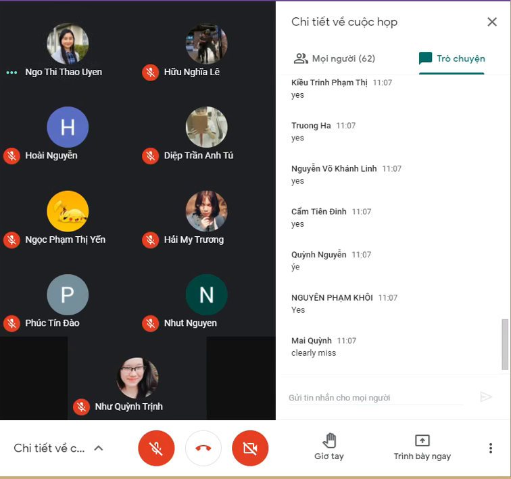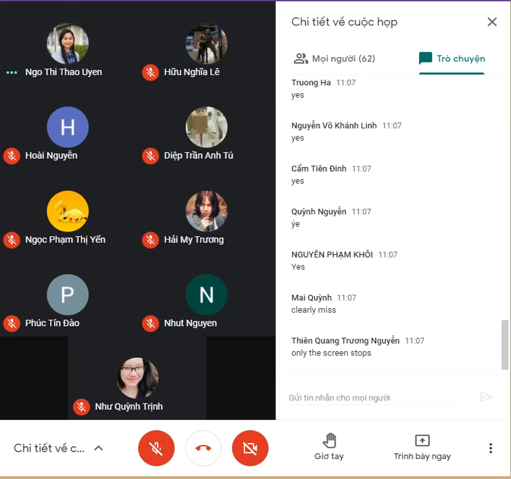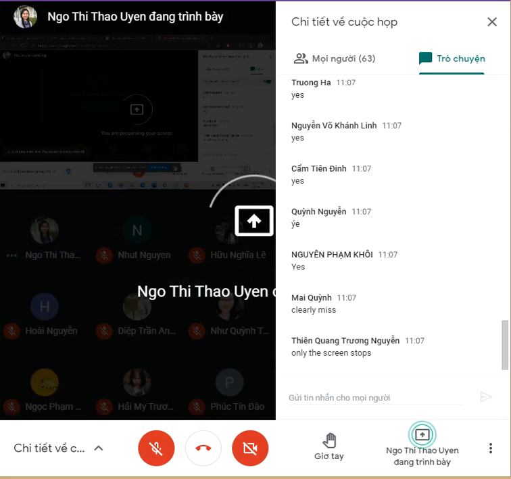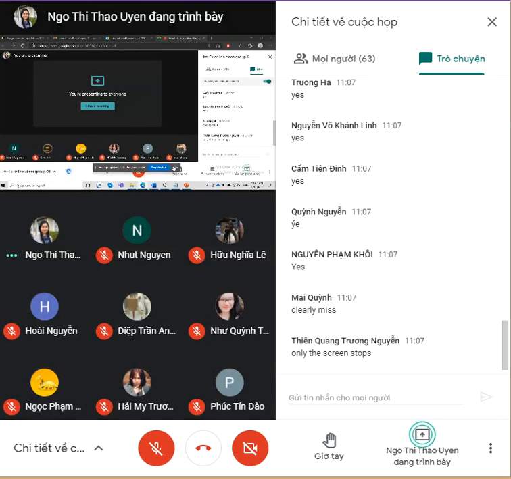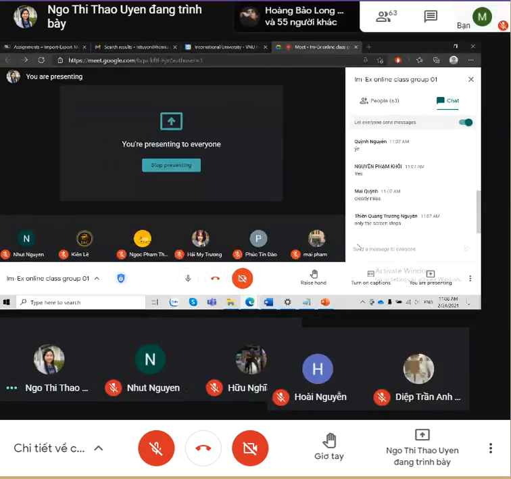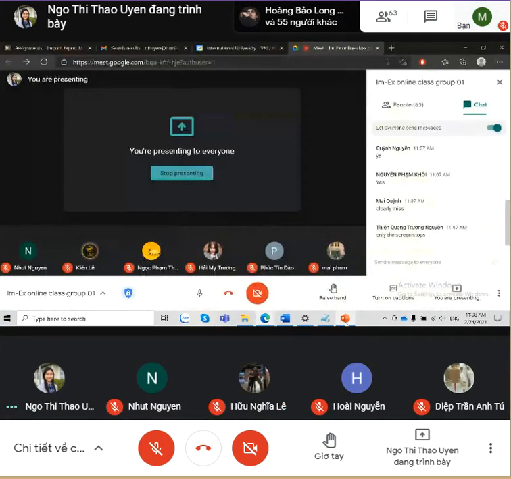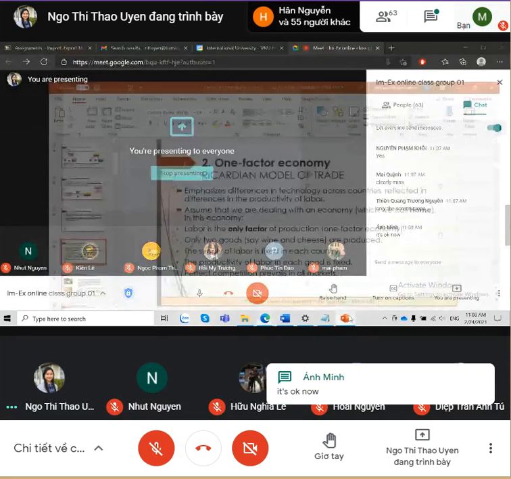Okay. So in this model, we assume that the labor supply is fixed, but in reality, does that work? Only the screen stops. Then, okay. Okay, I think it works now. The screen is sharing. Is it okay? Okay.